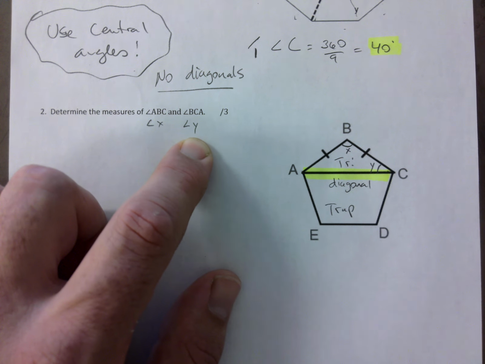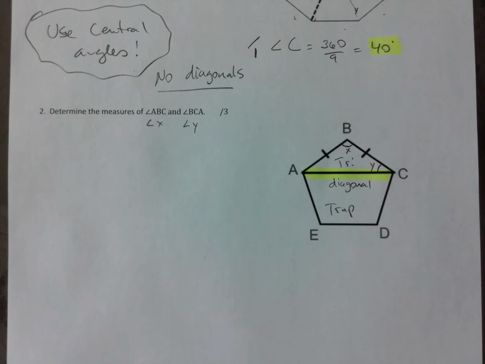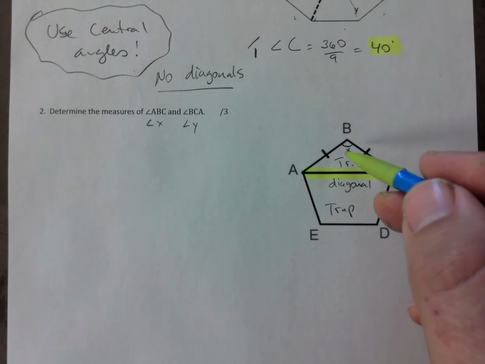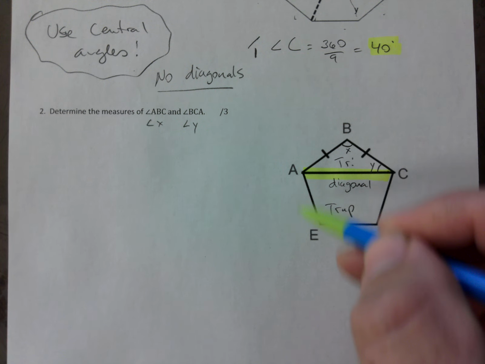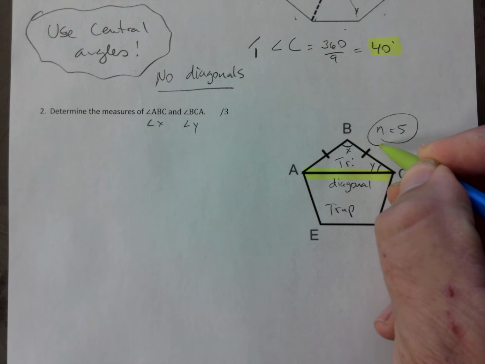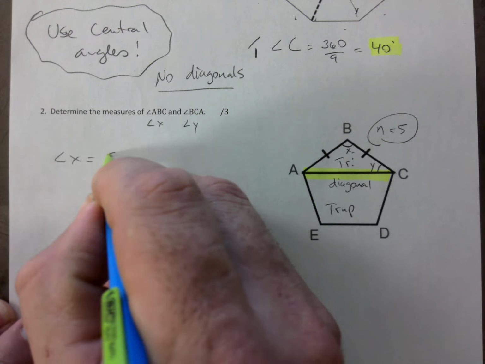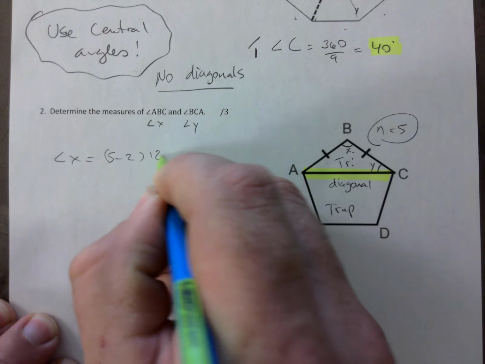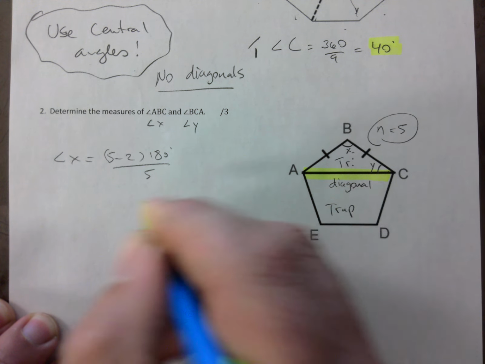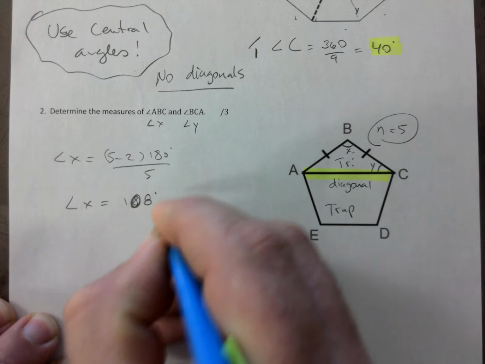So angle Y is BCA, right? So now you've told yourself, I know where they are, I'm going to rename them, and now it's easier to work with. Okay, X is what? An interior angle of this big pentagon, right? N is equal to 5. So we figured that out. Angle X is (5 minus 2) times 180 divided by 5. Angle X is 108 degrees.